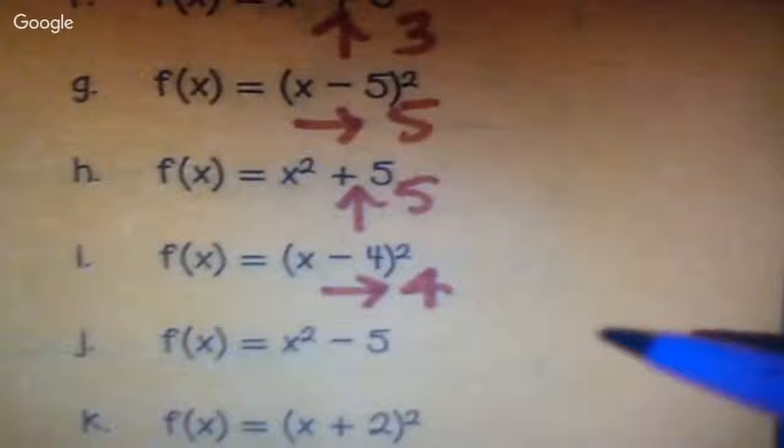So that's 13. 13 is I. Down by 5 is J. 7.